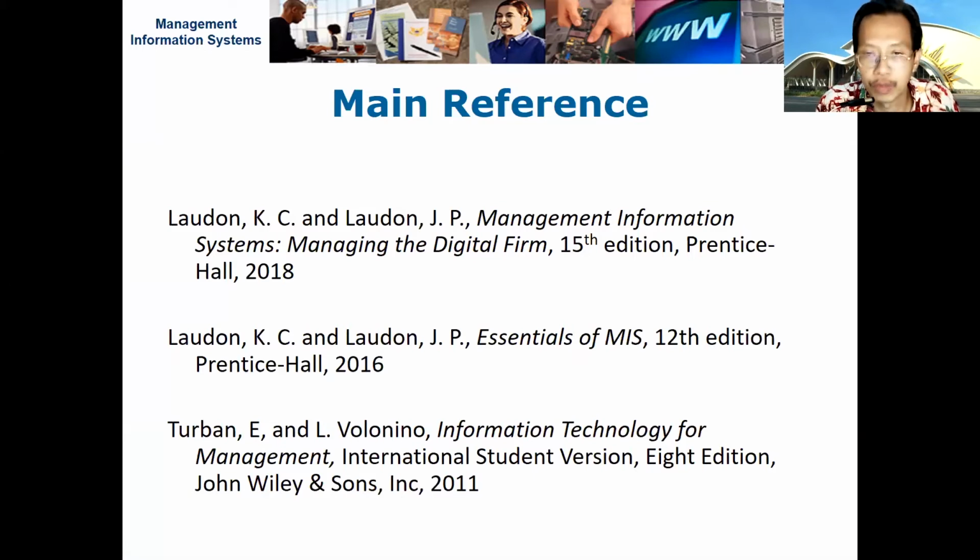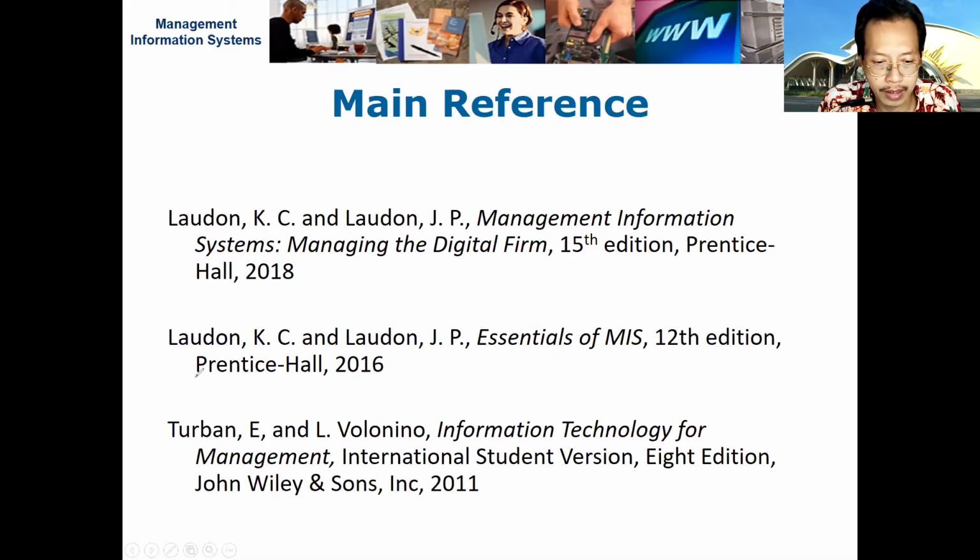So please find this book. This is the main book that we would be using. Another book made by the same group of people is Essentials of MIS. This is the 12th edition. It's basically almost the same content-wise, but the chapters are more complete in the first book that I mentioned. So the first book is the one that we would be using, Management Information Systems: Managing the Digital Firm.